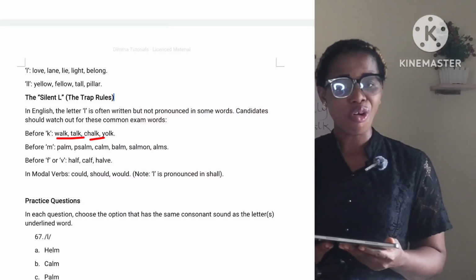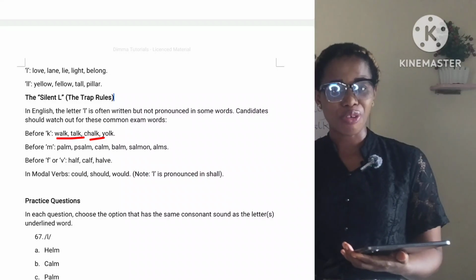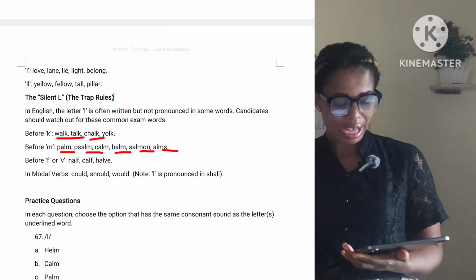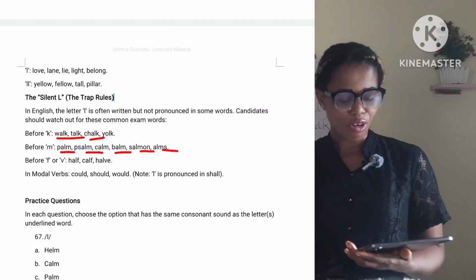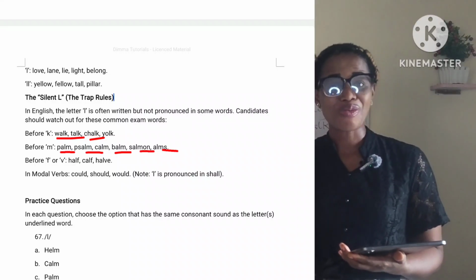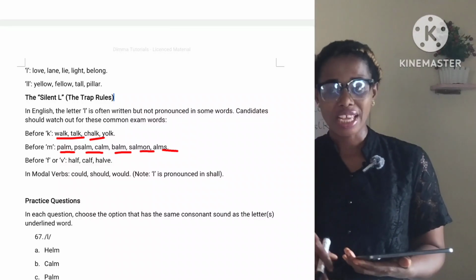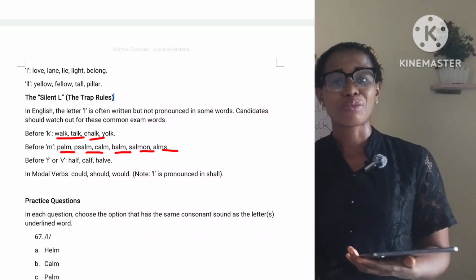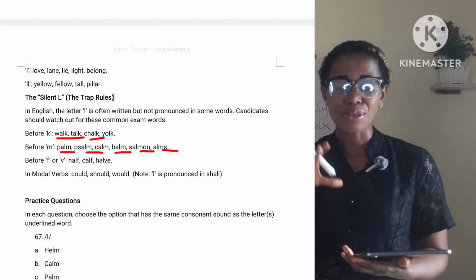Before M, words that have L before M, where the L is silent, we have palm, calm, balm, salmon, almond. Now we have before F or V: half, calf, halve. These are some words that have L, where the L in them is silent. Please, you need to learn these words individually. These are words that are examiners' favorites. You always see examiners use them in questions, in WASC and JAMB questions. So please make sure you learn these words.